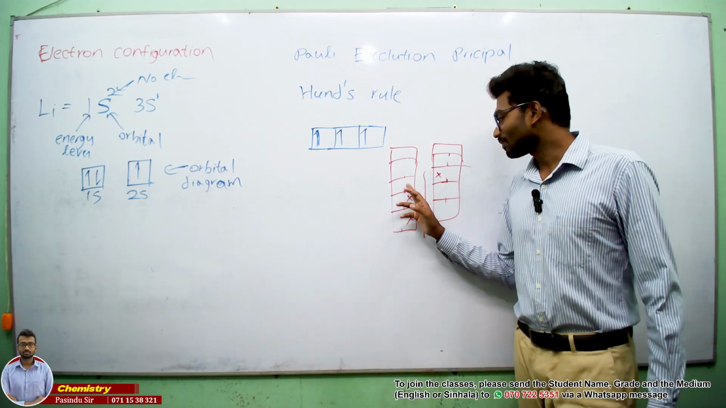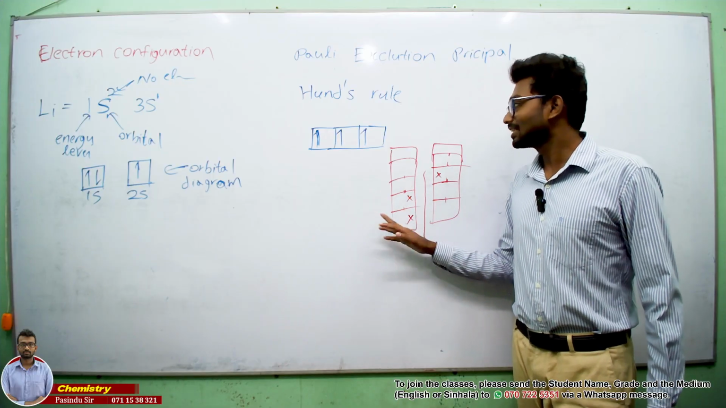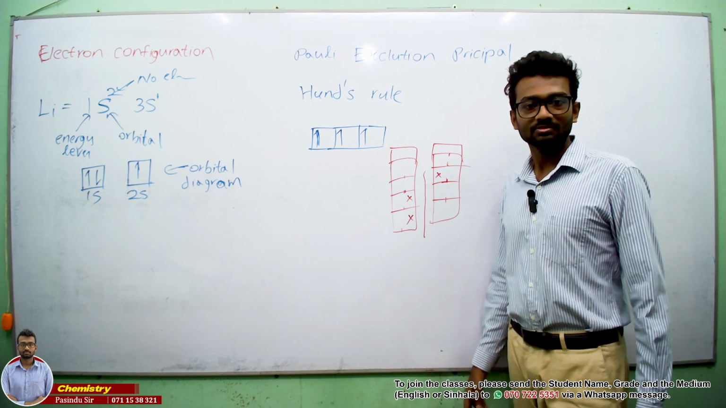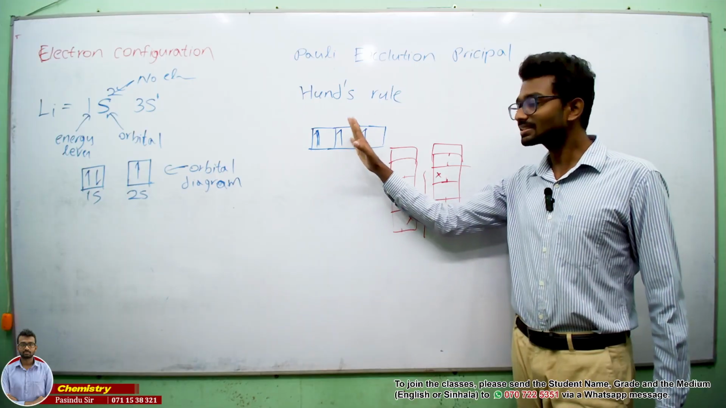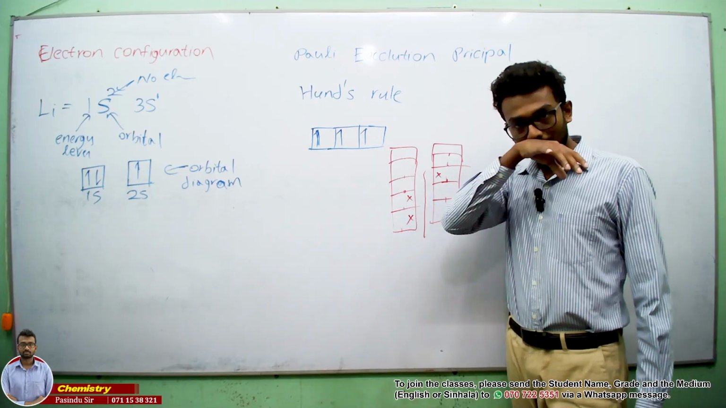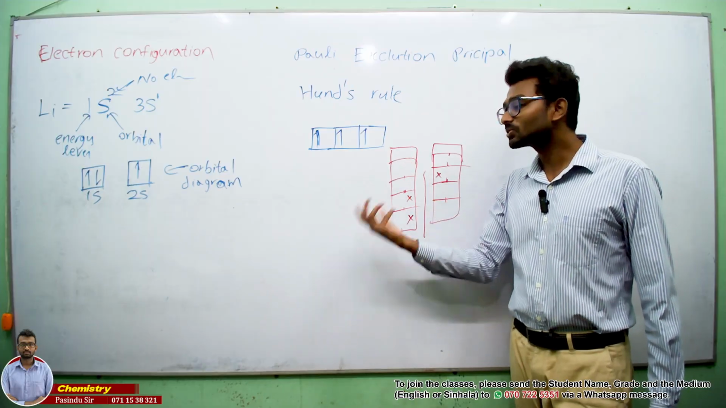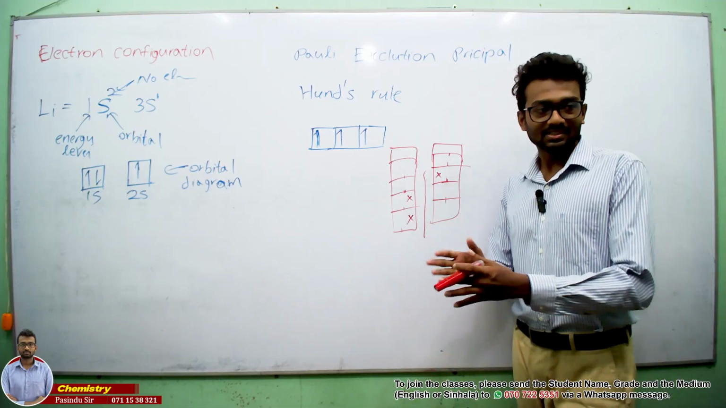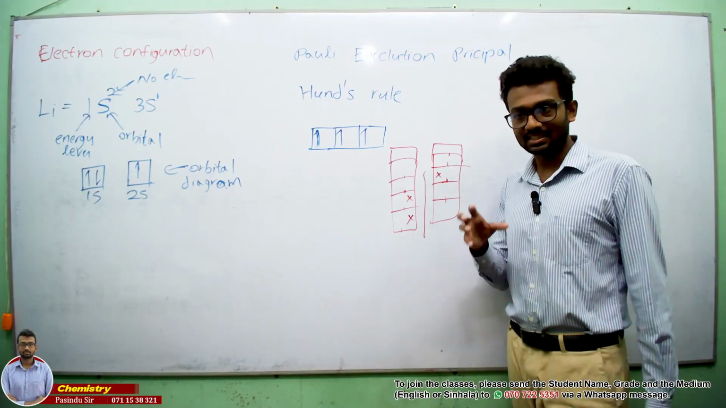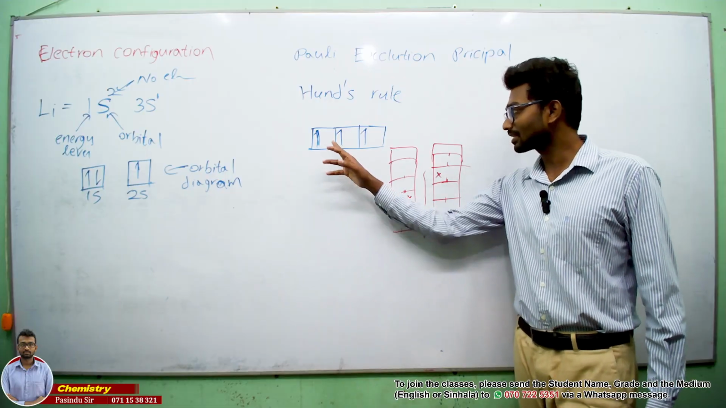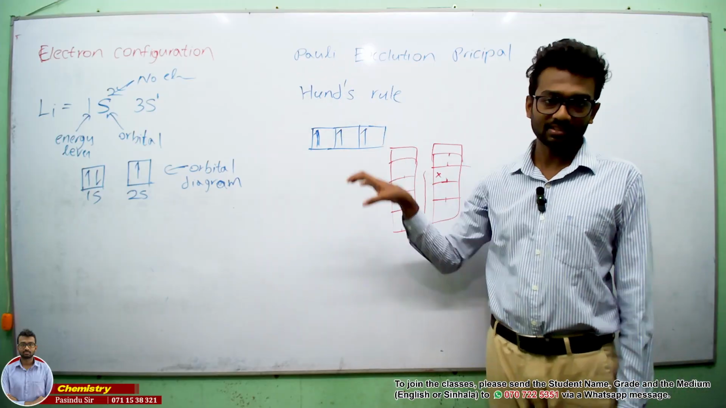That's how electrons also work. They like to stay single, as we like to stay in an empty seat. They like to go into an empty orbital. So that's what Hund explained.